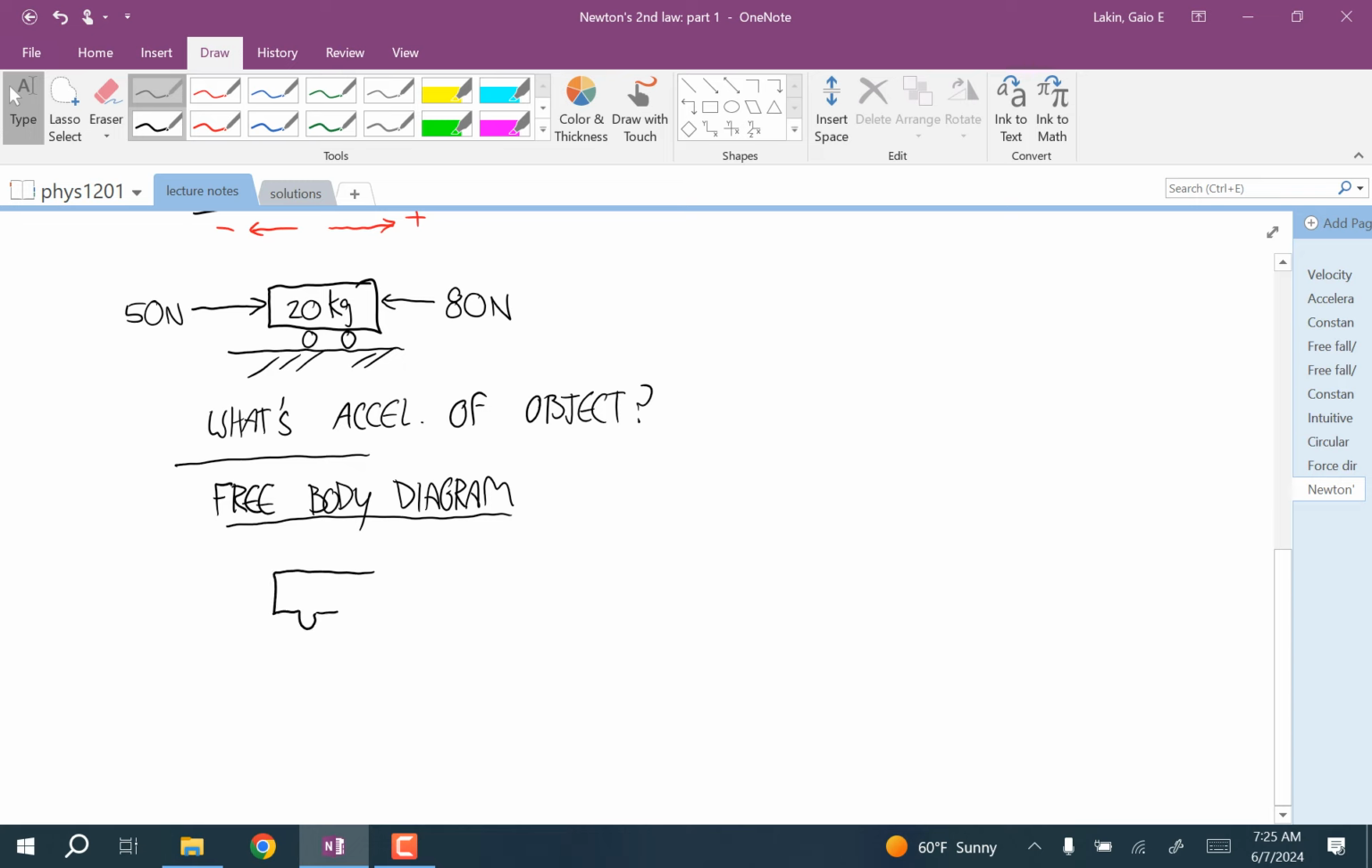So here's my outline of the body. You don't have to be careful about the outline, but I'm just trying to be clear about what I'm talking about as I draw this. And what forces are acting? There's a weight force down. That's 20 times 9.8, so 196. There's a pushing force from the ground that's perpendicular to the surface toward the body, and I'll call that N. And then there's the 50 Newton force this way, and the 80 Newton force this way.